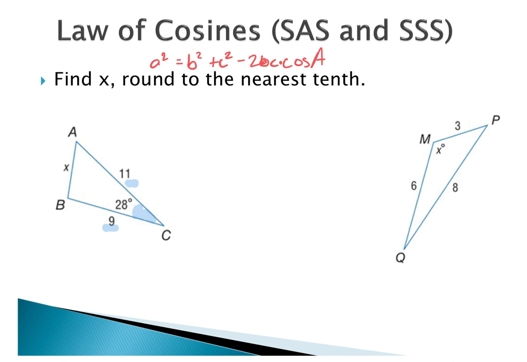And so now all the information goes in the equation. Since I have my angle back here, this is the side that goes up front. So I know the equation letters don't match the triangle letters, but that's okay. Just keep that in mind. This is the angle we're dealing with, so this is the letter that goes up front. So I have a squared is equal to 11 squared plus 9 squared minus 2 times 11 times 9 times the cosine of 28.